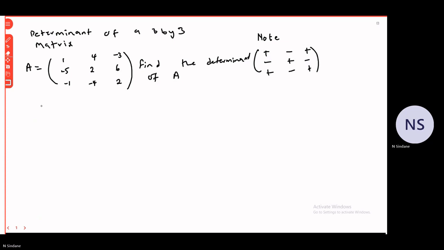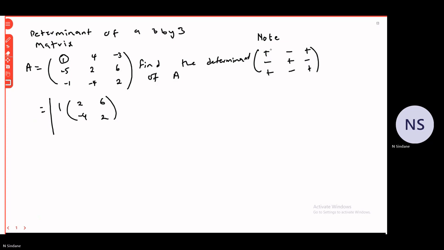So I prefer using the first one. So the first one I have, if I select this as my first column, I'm going to use this to identify my determinant. I'm going to select 1, then 1 and 2, 2 minus 4, 6 and 2, right? So when I select 1, this row will be closed or will be out, and this column will be out, right? So I'm left with 2, minus 4, 6 and 2, right?